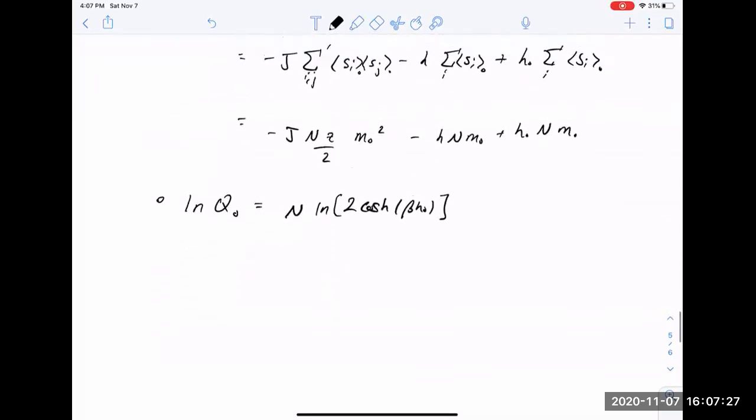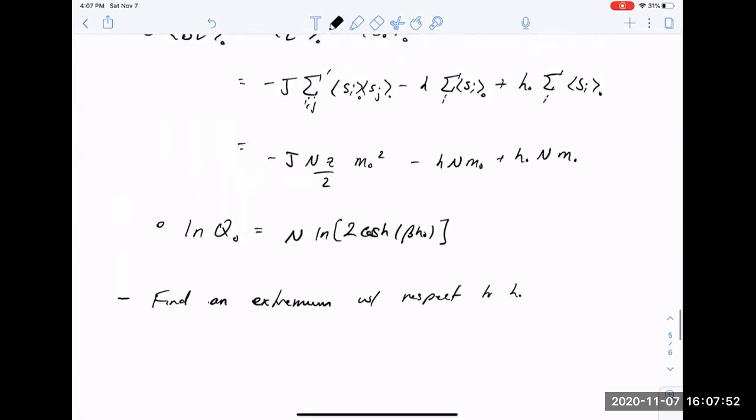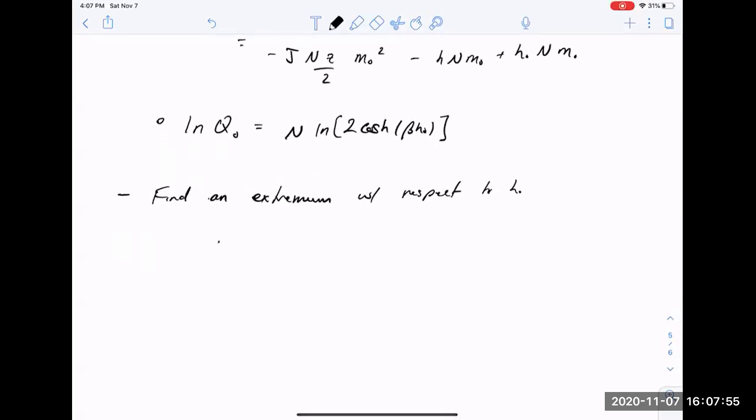In order to get the best variationally speaking estimate of the partition function, we need to find an extremum with respect to our variational parameter h naught. So that's computable by d/dh naught of log of q naught minus beta average energy difference delta E naught is equal to 0.